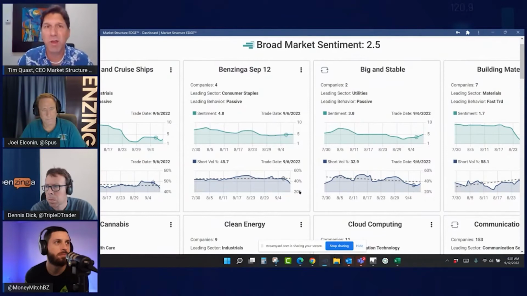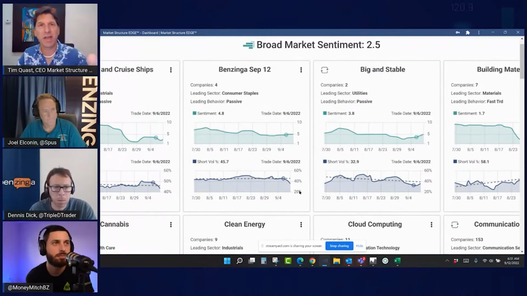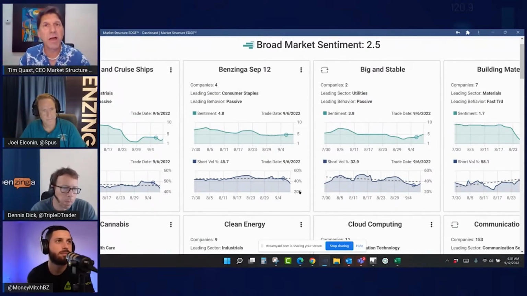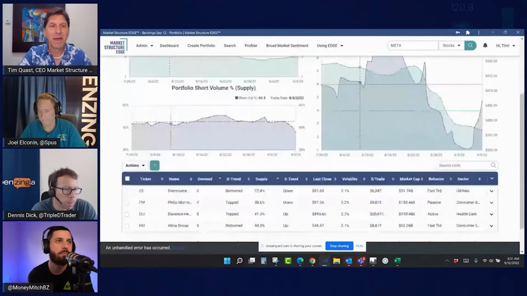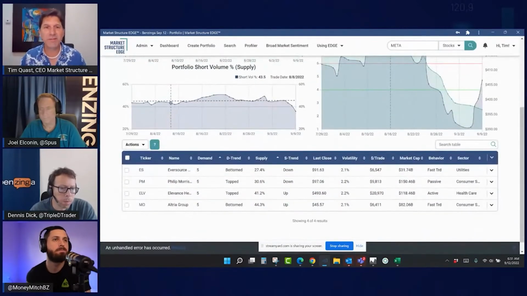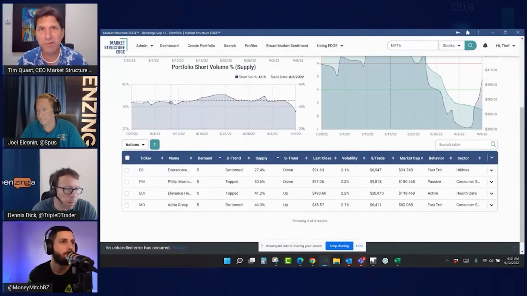That's the stuff I like right now. I would rather buy supply deficiencies than demand excess because I don't trust the broad market right now. Is there any stock that would fall along these lines with short volume coming down, sentiment coming up? Yeah, I mean, right now these are things that to me the math gives support to.